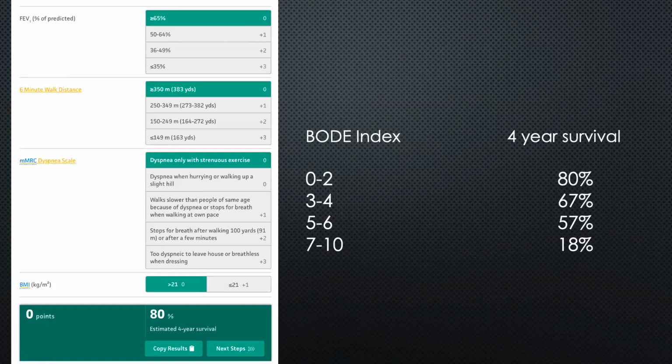But with the BODE index, if you have anywhere from 0 to 2, you have an 80% survival at 4 years. If you have a BODE index of 3 to 4, it drops to 67%. 5 to 6, similarly, is at 57%. And then if you're 7 to 10, then you're very low at 18% at 4 years.